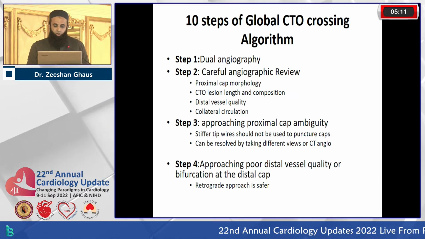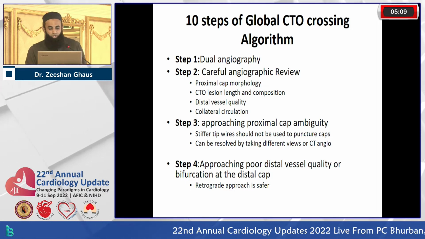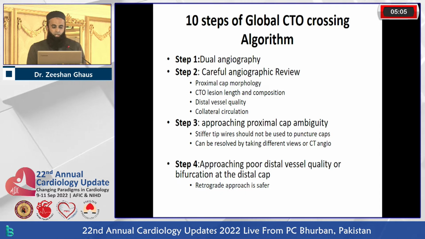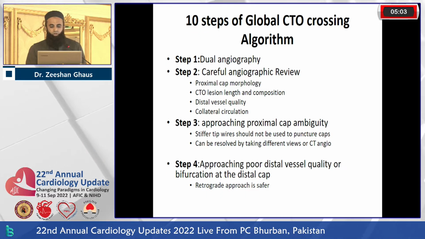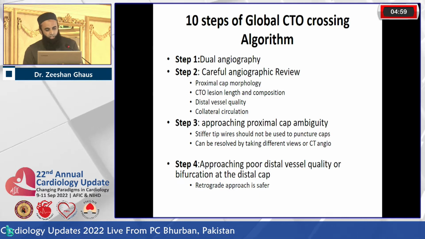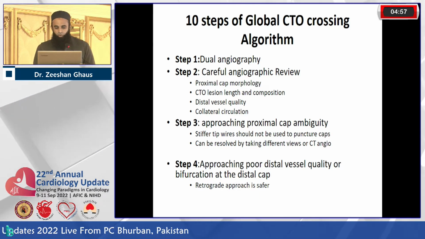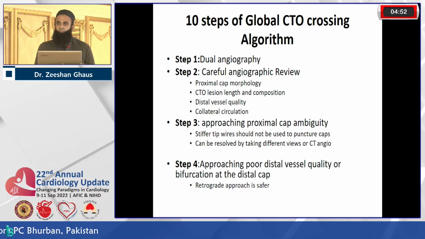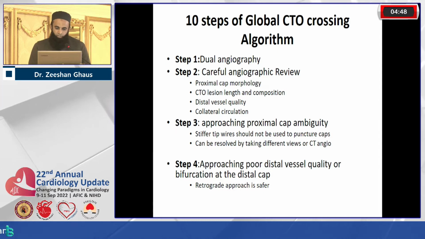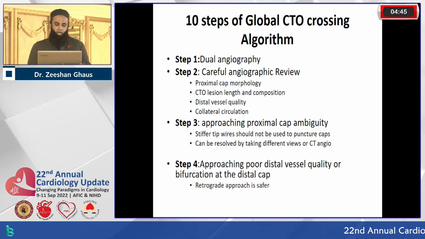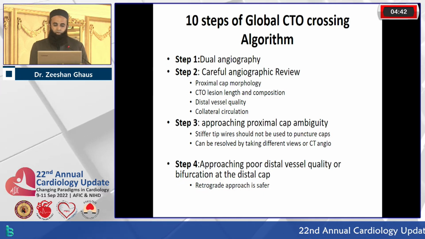The third point is approaching proximal cap ambiguity. If the proximal cap is ambiguous, how do you approach it? Stiffer tip wires should not be used initially to puncture the cap. This ambiguity can be resolved by taking different views or doing a CT angiogram first before going for PCI. And step 4 is approaching poor distal vessel quality or bifurcation at the distal cap.